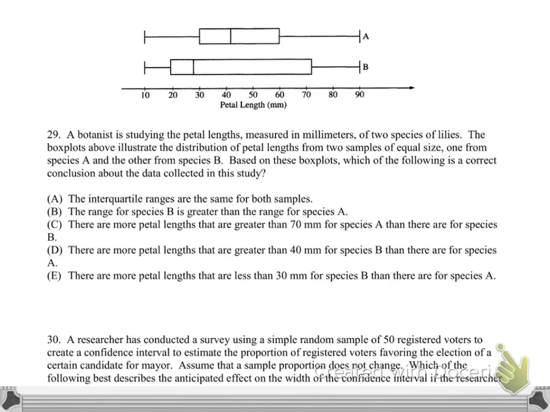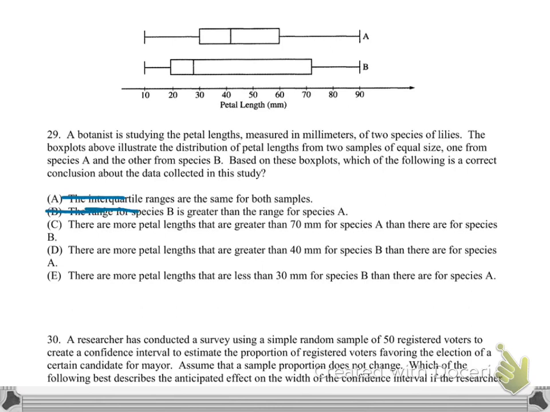Okay, hopefully I can explain this without getting too involved with my dyslexia. Okay, the interquartile ranges are both the same. I hope that you can see that that is not true. And the range for B is greater. The range is the same. Okay, so now let's go talk to C.